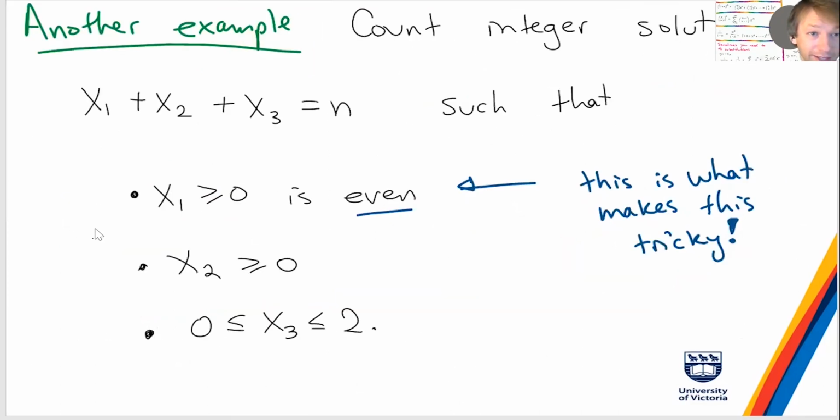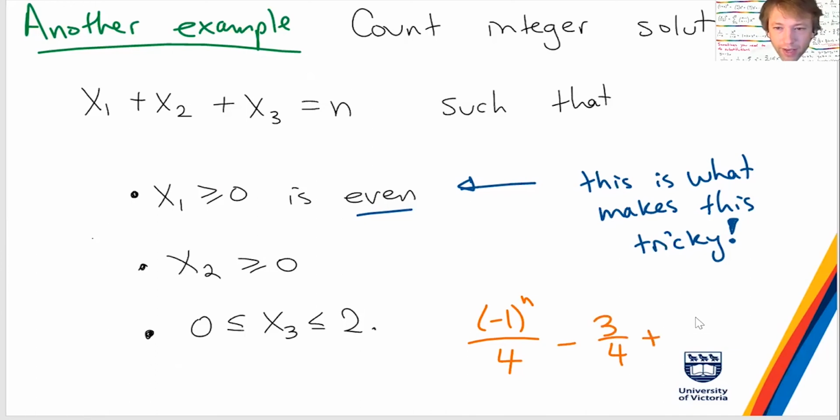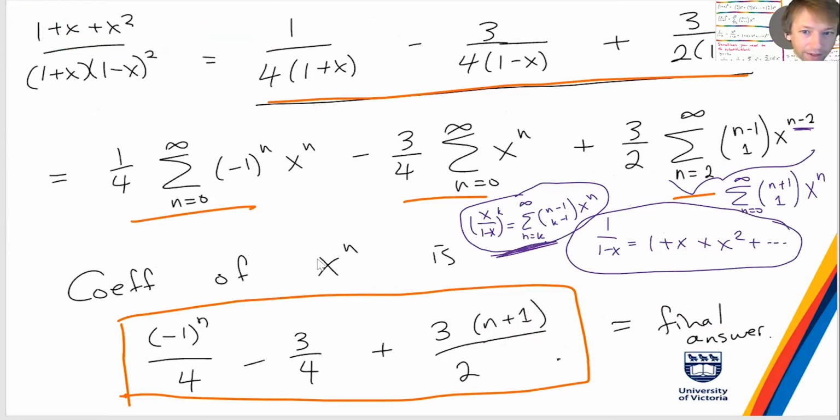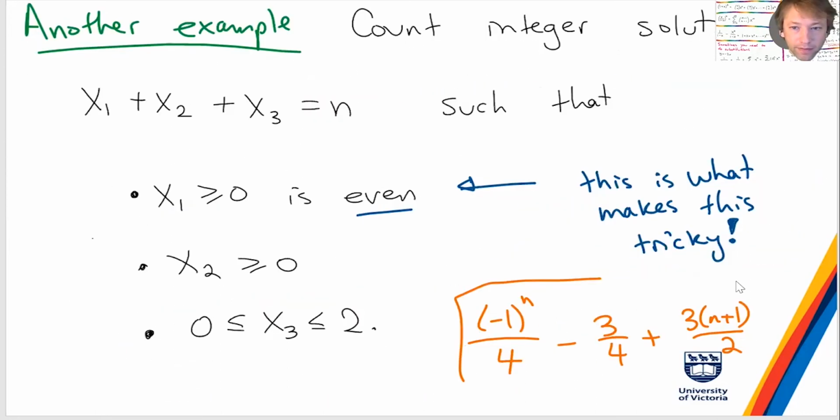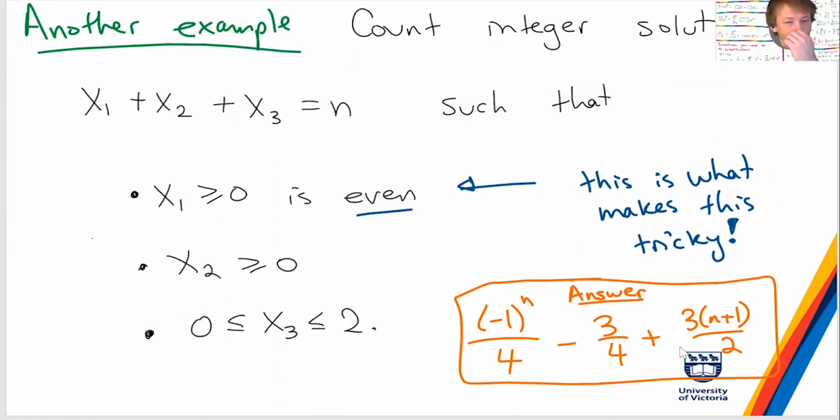And this is the number of solutions to the original question. So the answer to this question is negative 1 to the n over 4 minus 3/4, I think, plus 3 n plus 1 over 2 is the number of solutions. I think that's right. Which, yeah, I don't think that's something we could have done using the tricks we've developed so far in the course.